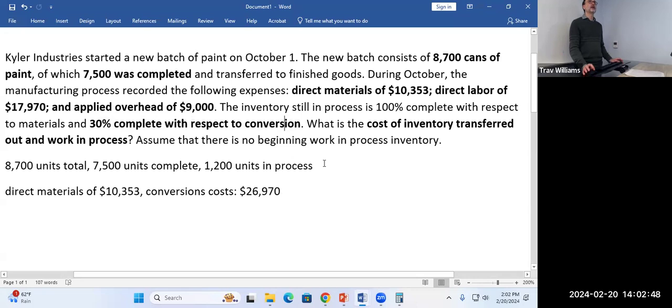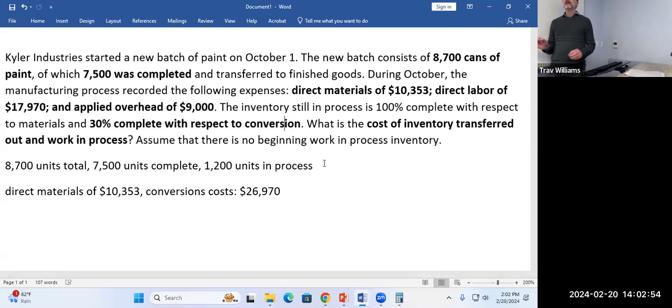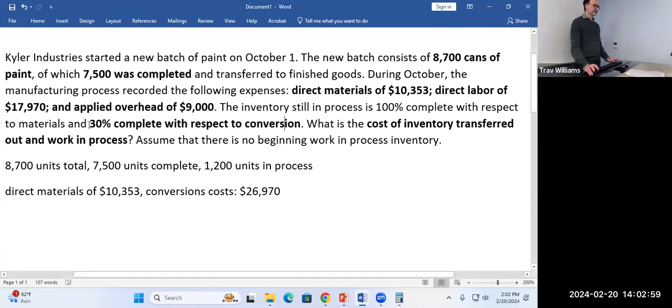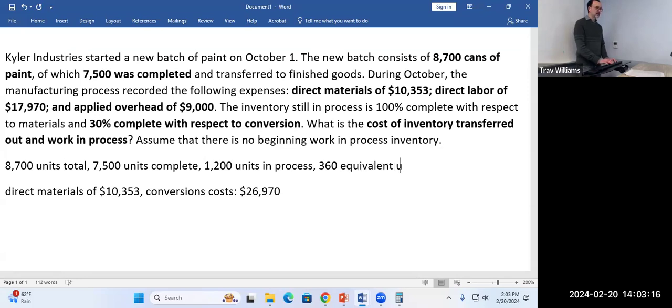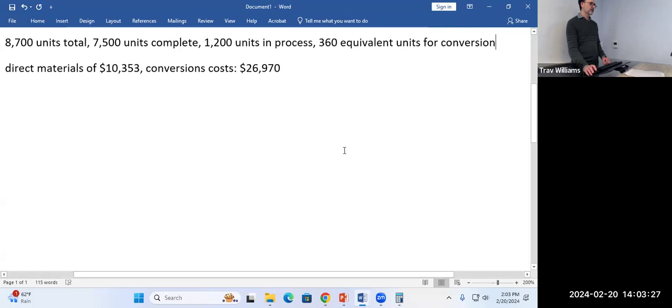So what would be the equivalent units of conversion in this scenario? 360 is right. And how'd you get that, Emma? Okay. So the 30% completion times the 1,200 units in process. So I'm going to add here 360 equivalent units for conversion. Okay.